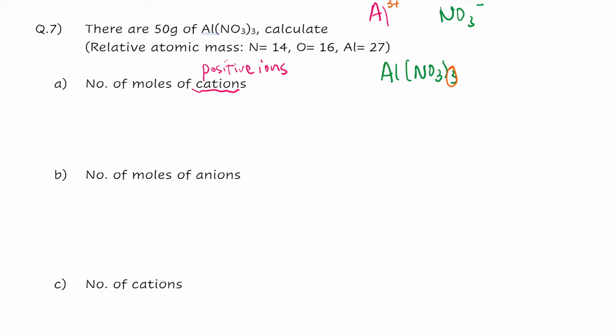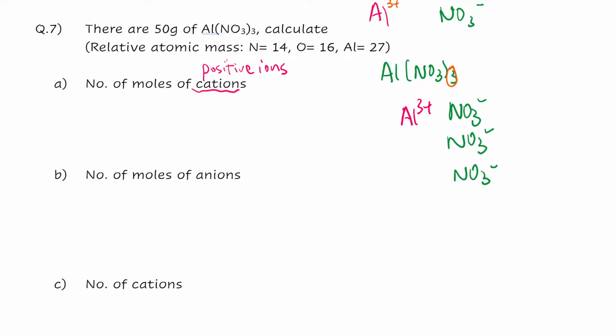Here, what does it actually mean by this 3 that you see for nitrate? This means that there are 3 nitrate ions. So maybe I'll write it like this. There's 1, 2, 3. Okay? And there's no number here, but what does that mean? That means there's just one aluminum ion. Okay? So what is the number of moles of cations?